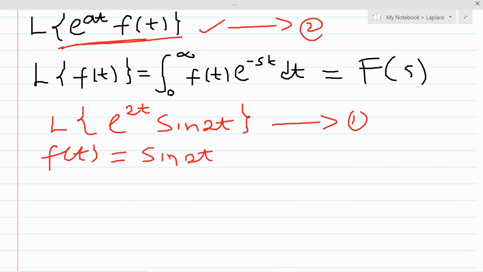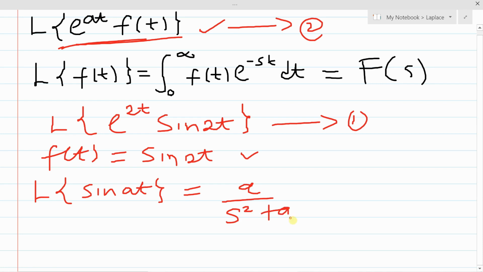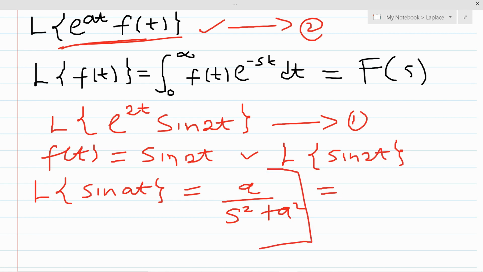So our first step is to find the Laplace of this. Now, we did the Laplace of sine of at, and we said Laplace of sine at is equal to a over s squared plus a squared. This means that the Laplace of sine of 2t would actually give us, comparing this to the general one, a is 2, then you have s squared plus 2 squared, which is 4.